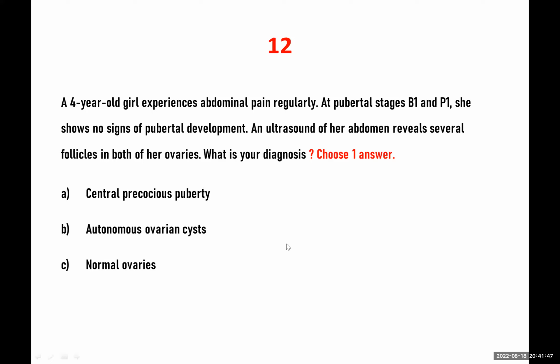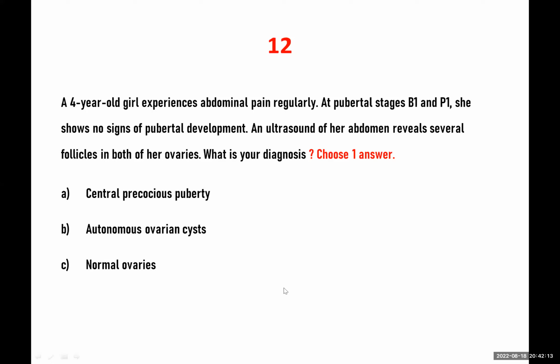Most of you mentioned normal ovaries. So this candidate does not have central precocious puberty because there is no sign of puberty. It doesn't have an autonomous ovarian cyst, because she does not even have evidence of puberty. An autonomous ovarian cyst is usually a cyst of a size 2 or more, or sometimes 3 or more, that is secreting estrogen, and the girl usually presents with breast development or even cyclic bleeding. So it is not an autonomous ovarian cyst.